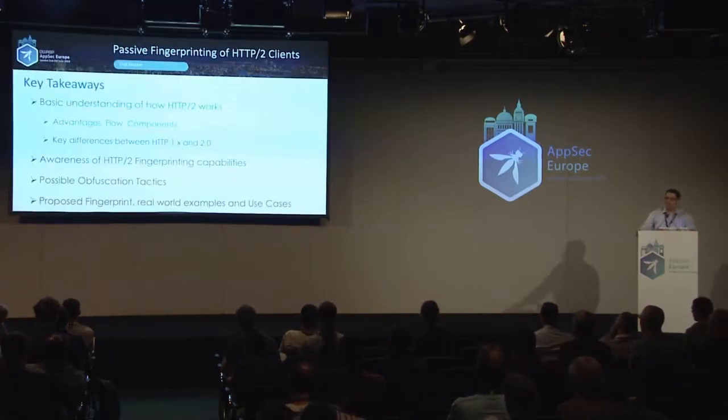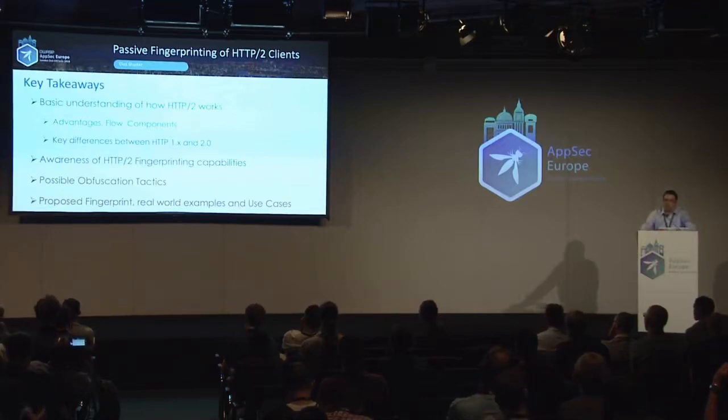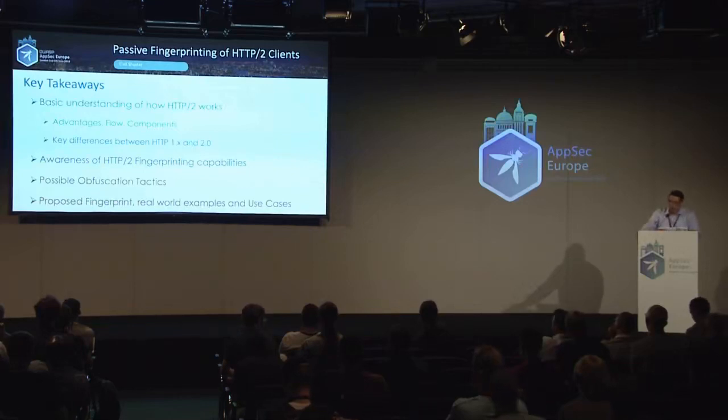So what are my key takeaways for you? Hopefully by now you should have a basic good understanding of how HTTP 2 works. What are the key advantages of HTTP 2 over 1? What are the key elements, the flow, the key differences between HTTP 1 and 2? Hopefully by now you are aware of the fingerprinting capabilities, of what data could be exposed about your client when you are using H2. And I gave you some initial concepts of how we can try to obfuscate that. And last but not least, the proposed fingerprints, the elements, which ones we chose to leave out, and some real-world examples and use cases.